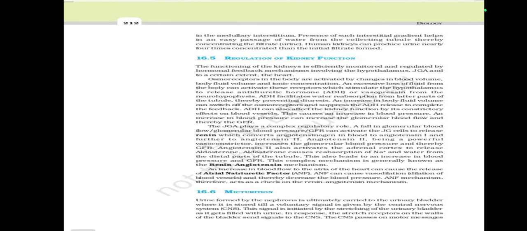Regulation of kidney function. The functioning of kidneys is efficiently monitored and regulated by hormonal feedback mechanisms involving the hypothalamus, JGA, and to a certain extent the heart. Osmoreceptors in the body are activated by changes in blood volume, body fluid volume, and ionic concentration. An excessive loss of fluid from the body can activate these receptors, which stimulate the hypothalamus to release antidiuretic hormone, ADH or vasopressin, from the neurohypophysis. ADH facilitates water reabsorption from later parts of the tubule, and thereby prevents diuresis and an increase in body fluid volume.